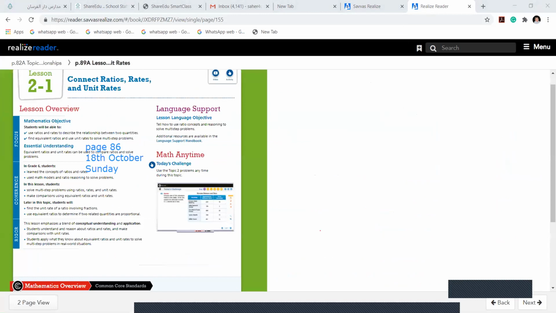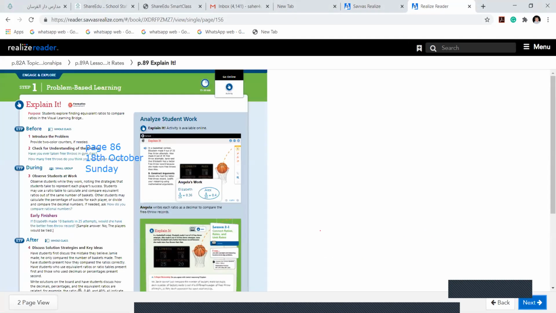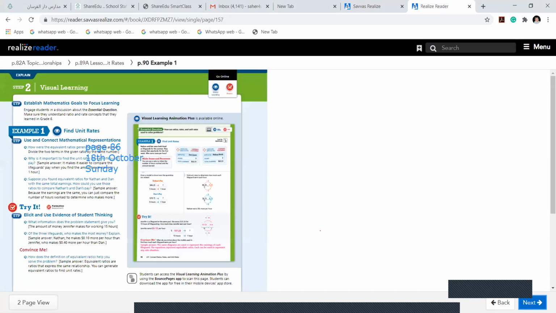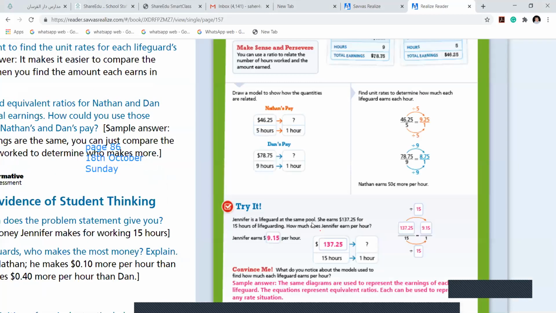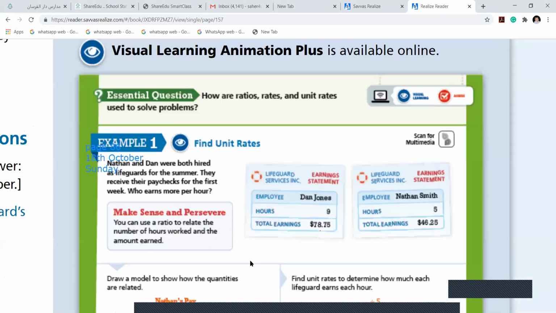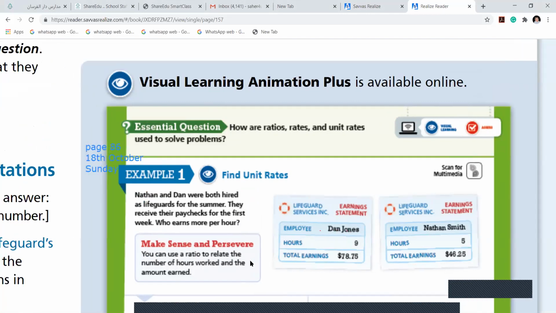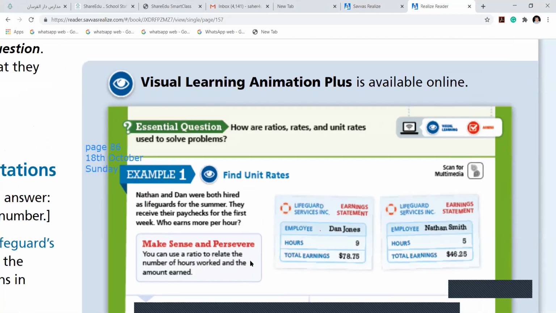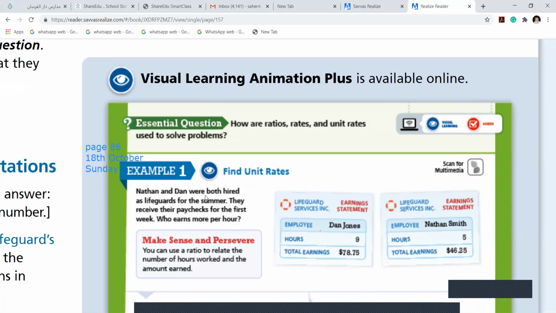Okay, so now let us start with the first example. That is on page number 86. Girls, turn to page number 86 and check whether you see this page or not. I have the same. Nathan and Dan were both hired as lifeguards for the summer. They received their paychecks for the first week. Who earns more per hour?